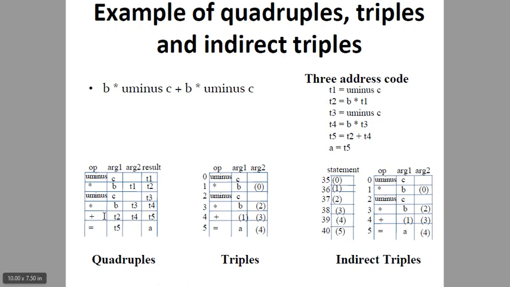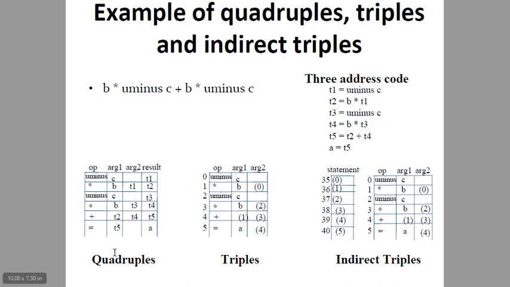Operator is plus, argument 1 is T2, argument 2 is T4, and the result is stored in T5. Last statement, we have only one argument, so that is why argument 2 is blank. We have the operator equal to, the result is stored in A, and the argument 1 is T5.